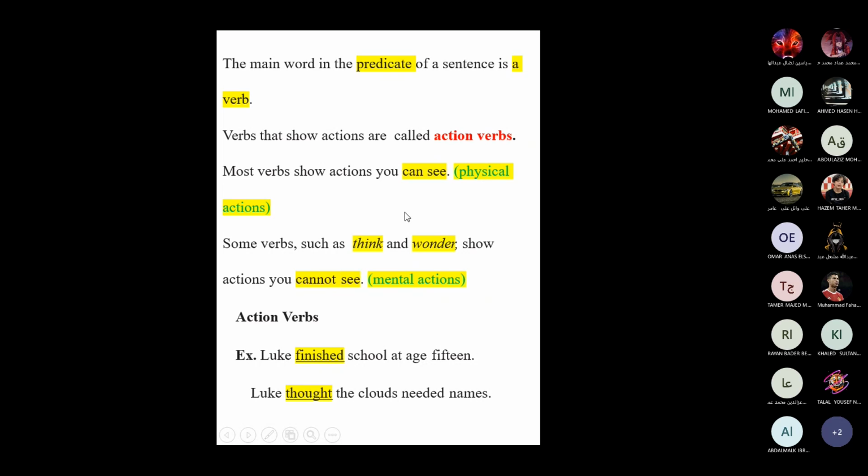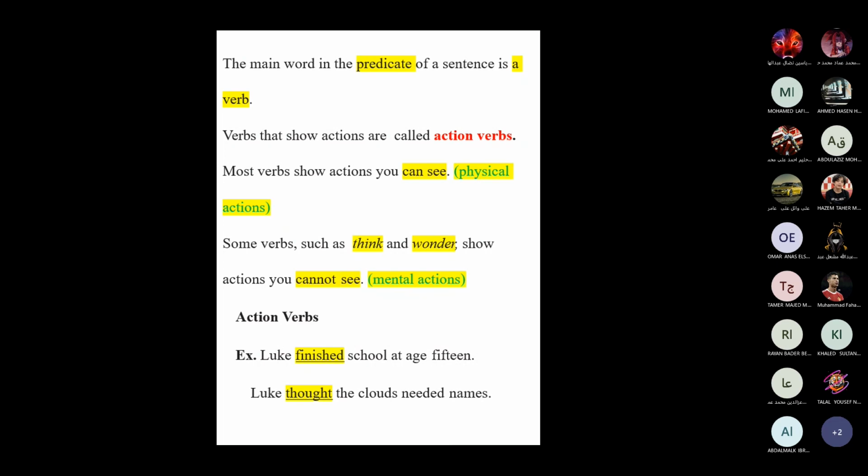This is something you think. You keep it inside your mind, but you do an action. Inside your mind, you are doing an action. This action we cannot see, but it is between you and your mind. This is called mental action. So we have two kinds of action verbs. First of all, we are discussing the predicate. So what is a predicate? A predicate is a verb. The main word in the predicate is the verb. No verb, no predicate. Good.